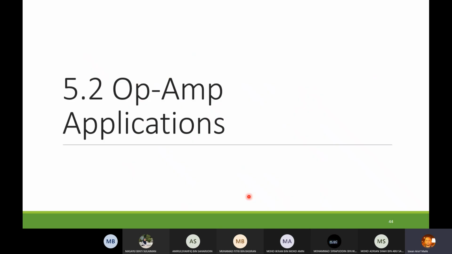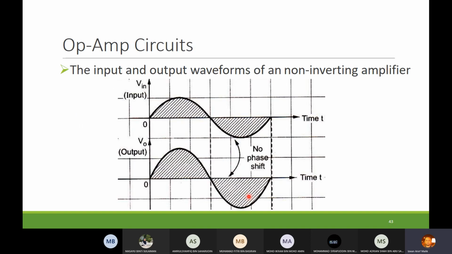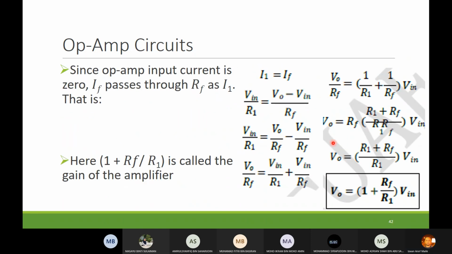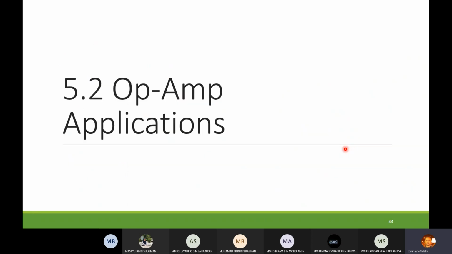Okay, that's for the characteristics of op-amp lah. So kita tengok the introduction, basic characteristics and the parameters as well as the operation. And then tadi kita tengok dia punya circuits for inverting dengan non-inverting. Okay, so adalah rumus-rumus di sini. Okay, so that is about the characteristics.